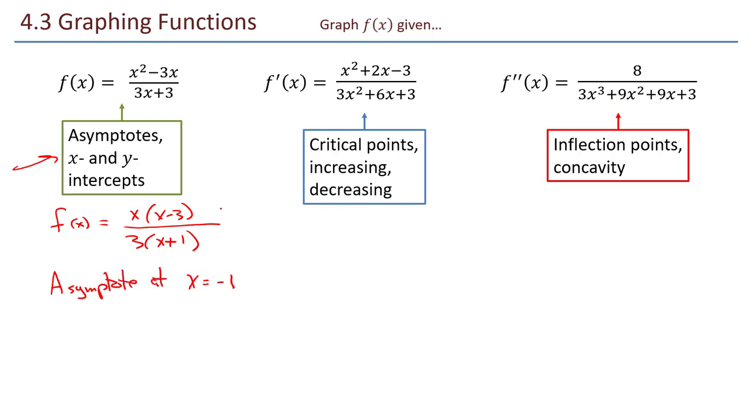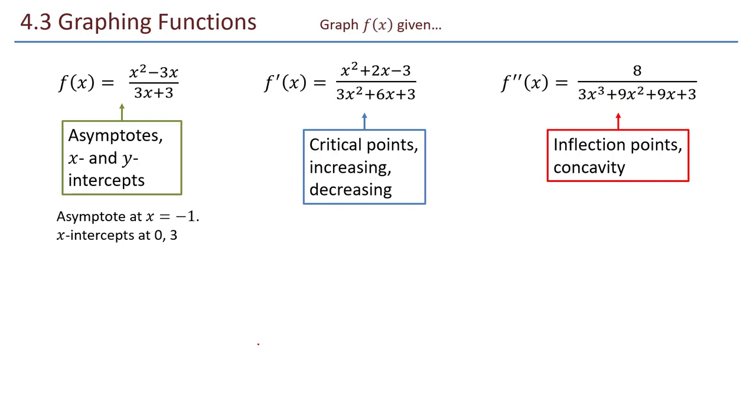Now let's look at the numerator. When the numerator is 0, then the whole function is 0. Well, that numerator is 0 when x equals 0 and 3, and so that's where my x-intercepts are. And that's some good information that we got from our original function. Let's move on to the first derivative.